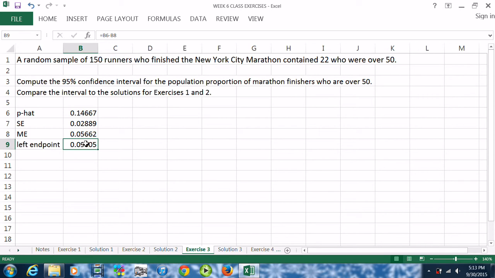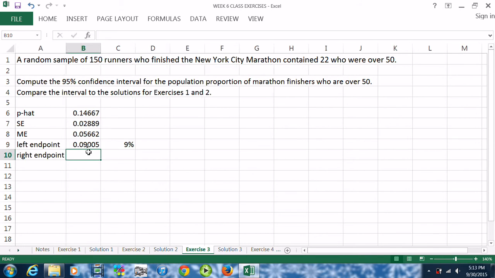Notice 9%. That is not bigger than 10%. 9% is less than 10%, hence why we could not support a claim of greater than 10%. Let's look at the right endpoint. Remember, we could not support a claim of less than 20%, which means we should have a right endpoint bigger than 20%. So it equals our sample proportion p hat plus the margin of error, and indeed we get something bigger than 20%. Even though it's just barely bigger, it's still bigger than 20%.